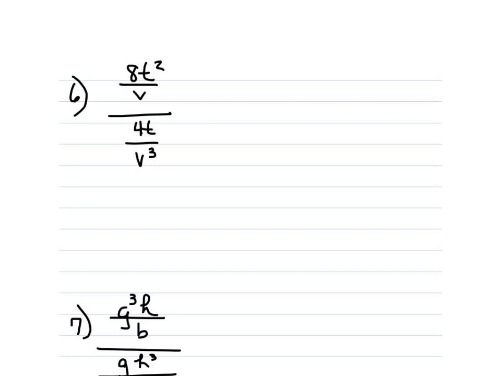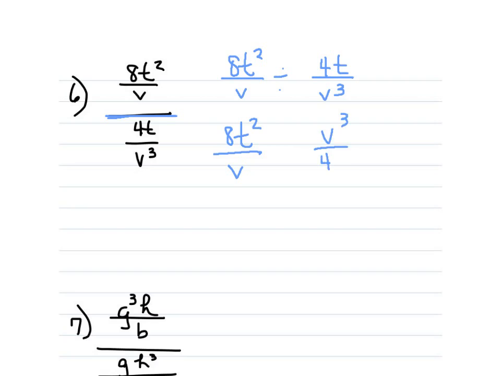All right, let's go on to number 6. Again, this division bar means you're going to divide the rational expression that's in the numerator by the rational expression in the denominator. So let's write it out. 8t squared over v divided by 4t over v cubed. What that really means is 8t squared over v times v cubed over 4t.